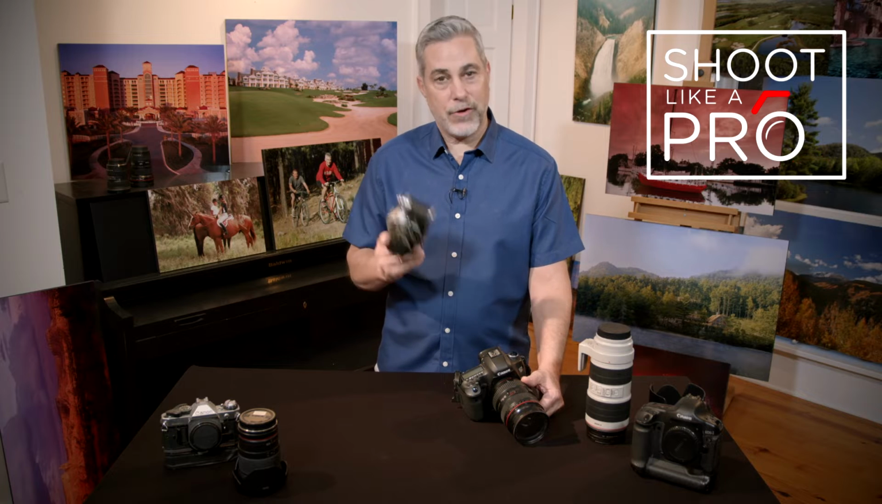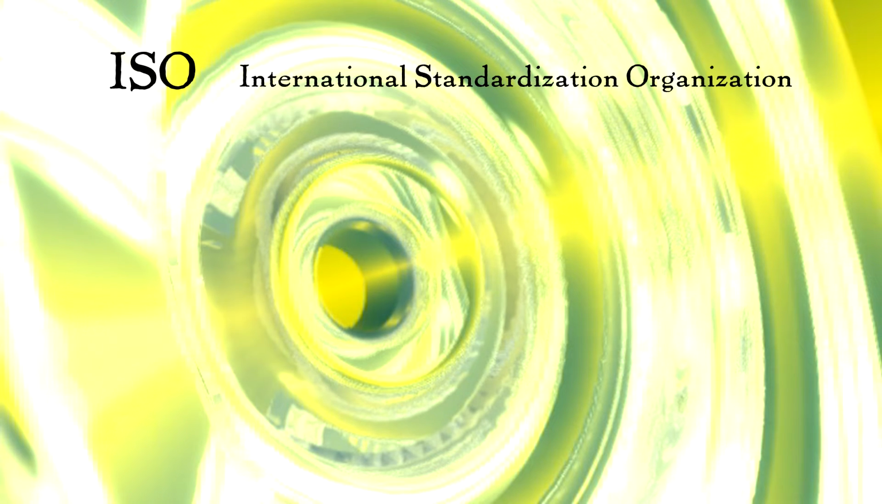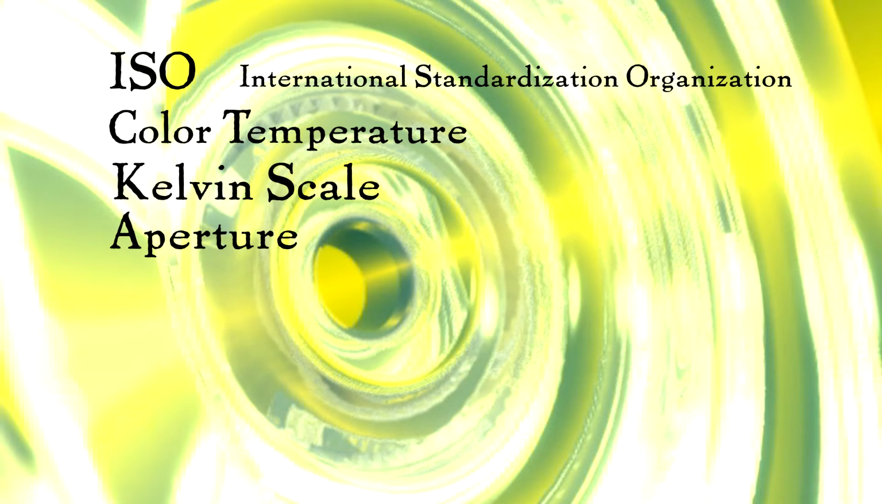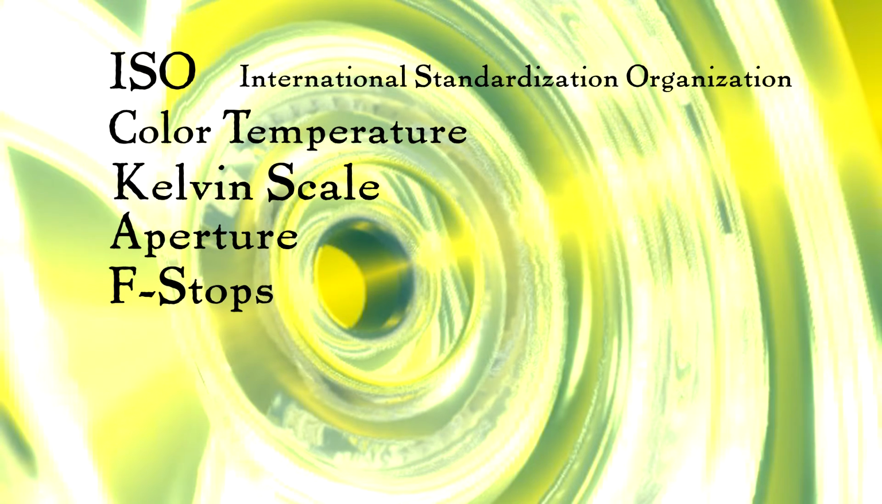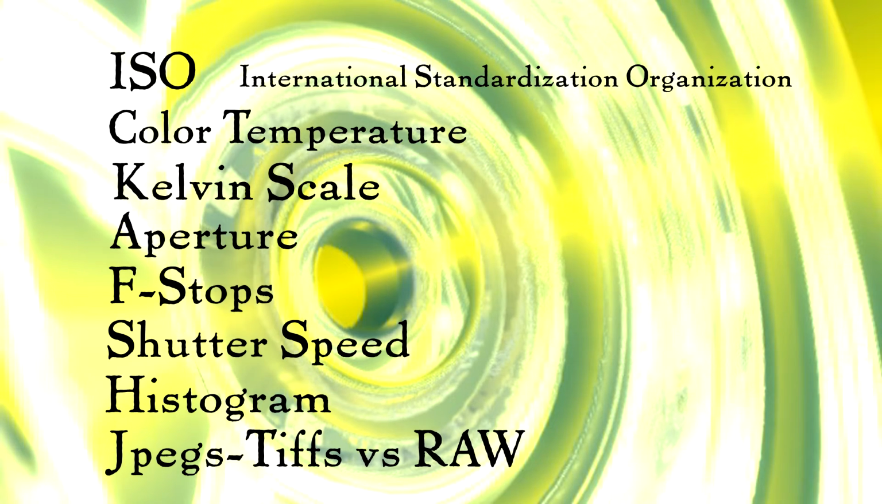In this short course, you'll learn about ISO. ISO, which is an acronym for International Standardization Organization. Color temperature, Kelvin scale, aperture, f-stops, shutter speed, histogram, JPEGs, TIFFs versus RAW images.